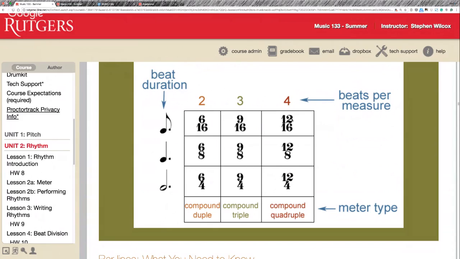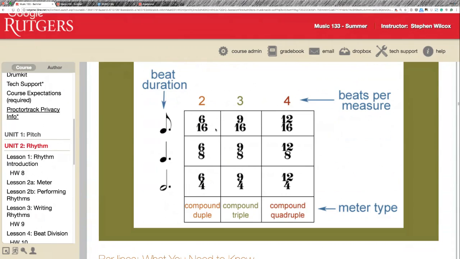Now the difference is, here you're not told what the beat is. You're told what 3 of the beats are. So for instance, let's start with 6/16. What do I know about 6/16? Well, I know there's 6 sixteenth notes.